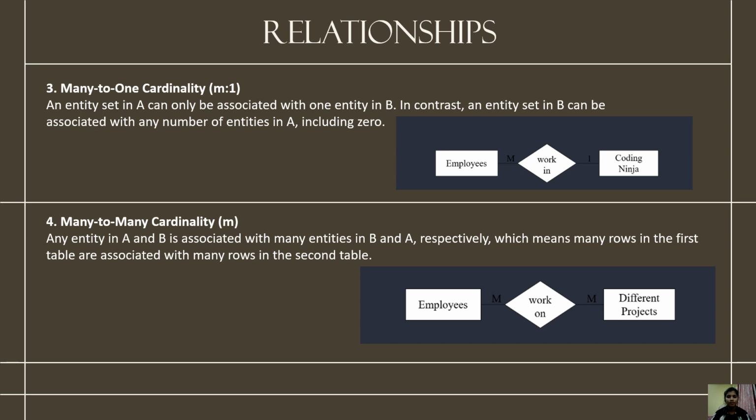So you can make out that one to one is where one entity is associated with only one entity of another set. We have many to one, in which many entities can be associated with only one entity of B, and many to many, where any entity of A is associated with many entities of B. We have also seen examples: employees work in Coding Ninjas, so many employees work for one company, and employees work on different projects, so many employees are working on many different projects.